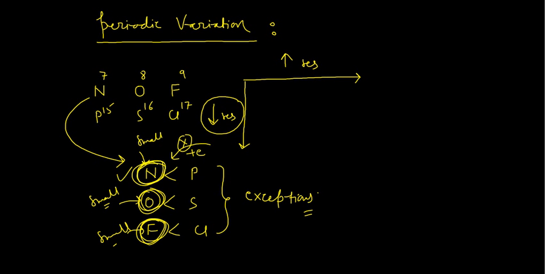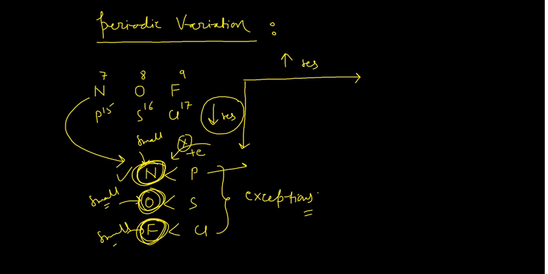That's why the first members like nitrogen, oxygen and fluorine always have the lower electron affinity. This is one way of explaining. The other way of explanation is the next one.